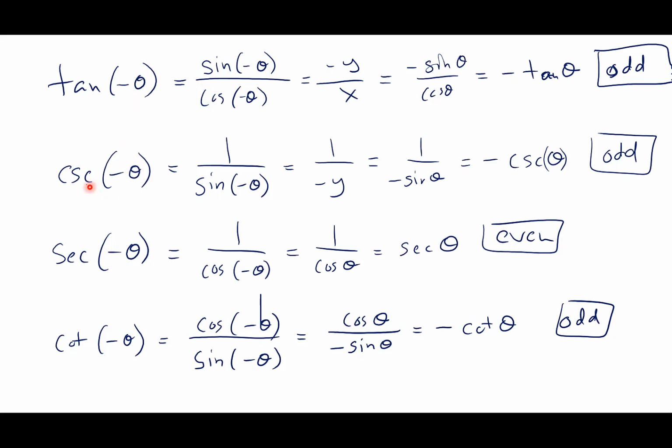Cosecant, reciprocal of sine. And go for it here. So cosecant of negative theta becomes 1 over sine of negative theta. Again, changing it to coordinates allows you to have a negative in front of sine with a positive angle, but then that corresponds to a negative cosecant theta, which makes it an odd function.